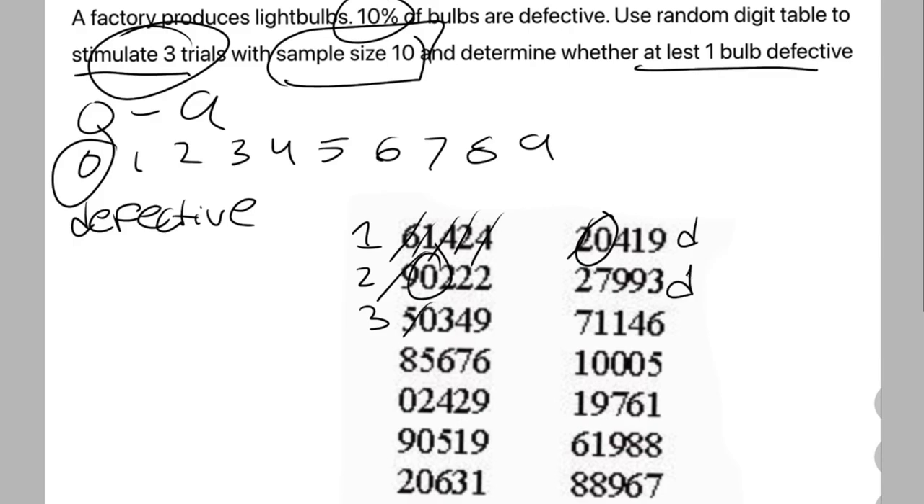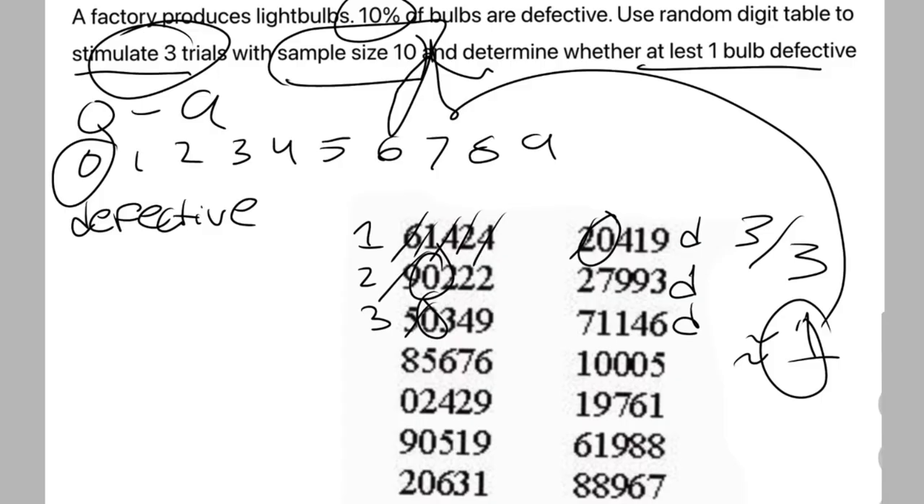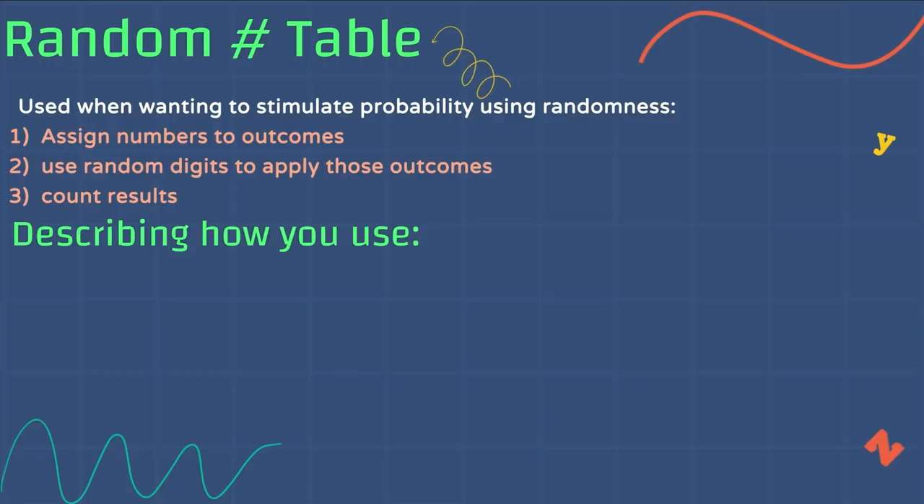And now row 3, already 1 is at least defective. So it was 3 out of 3. So the probability is 1. Also, make sure when you're writing it that you say that the probability would be 1 for a sample size of 10, and also beware that it's only a small number of trials, so it may not be fully accurate. Now, often a question asks how you would use your simulation, so describing it.